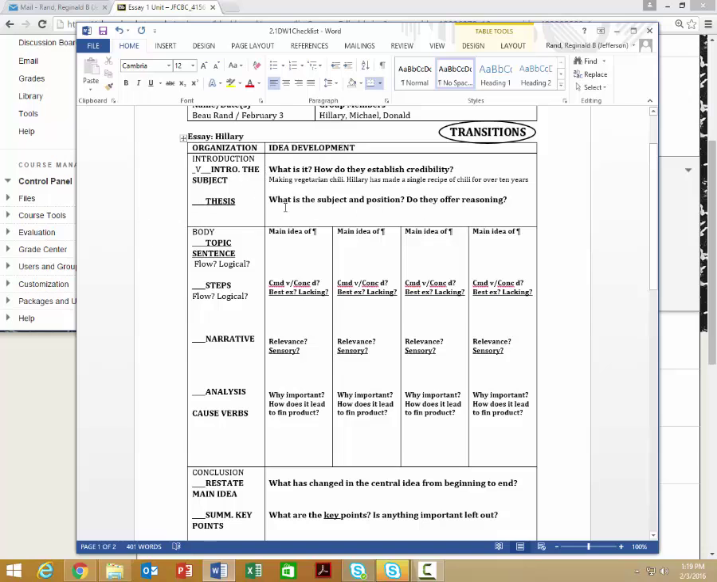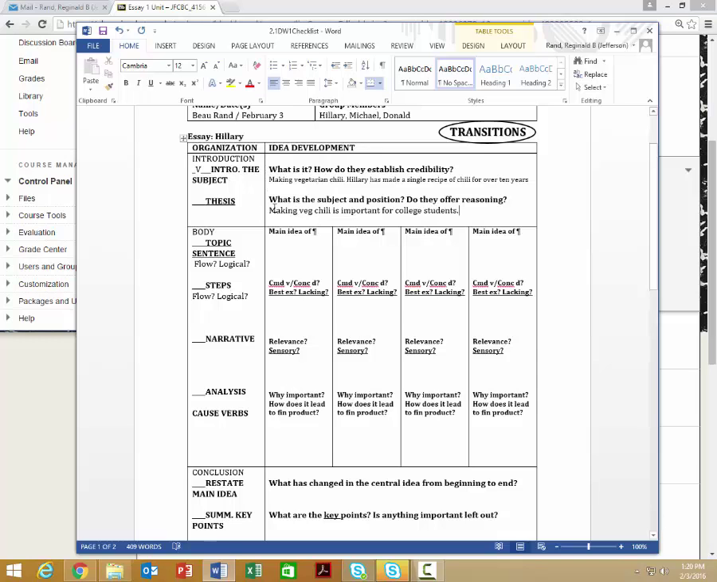Next, we want to look for the thesis. It should be at the end of the introduction. It should detail what the subject and position is and see if they offer some reasoning. We'll say, for example, Hillary's thesis is making vegetarian chili is important for college students.